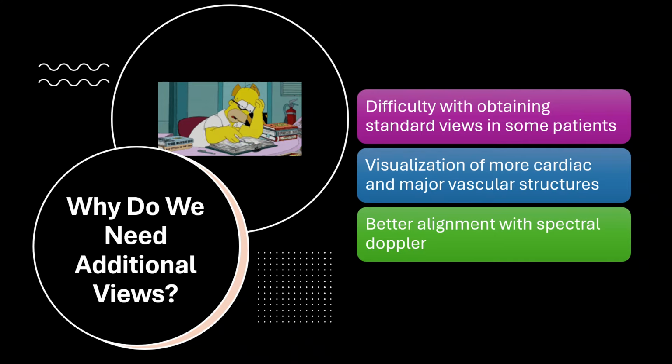So why do we need additional imaging planes? As we know, in some patients it may be difficult to obtain some views. With additional and advanced cardiac echo views, you get more data. You are quite often able to obtain additional cardiac structures and visualize relevant and major vessels. And as you will learn in a future lecture, there's a better alignment with spectral Doppler, which gives you superior data and more accurate measurements.